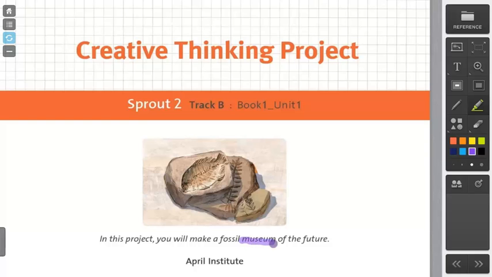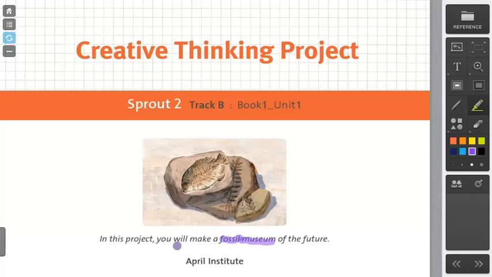And you could just check that they know what a museum is by asking them, okay, what do we see in a museum? And they can respond with old things, or maybe they'll say art. So now that you know that they have some idea of it, you could ask them, what type of museum will we make? They can respond with fossil.